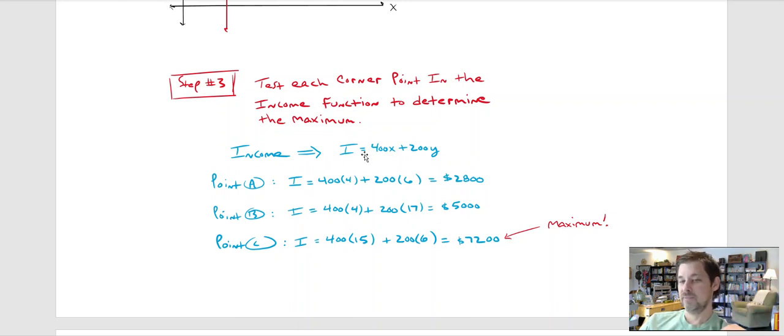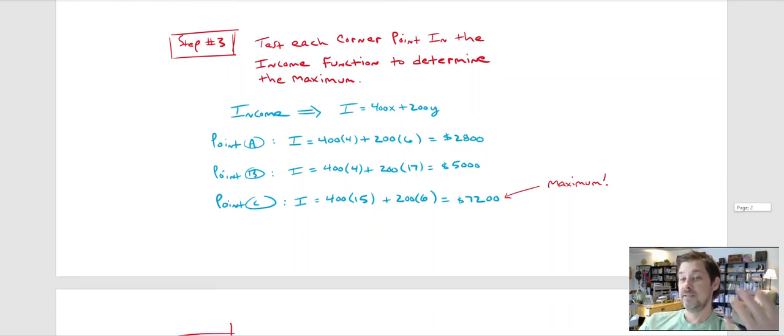Now the income function was I, weekly income, equals 400x plus 200y. Point A was 4 for x, 6 for y. Point B, 4 for x, 17 for y. And point C, 15 for x and 6 for y. Plugging each one of those into this gives me 2,800, 5,000, and 7,200. 7,200 is our maximum. The maximum is one of these, so whichever one is the biggest is going to be the answer. All right, so that's step 3.